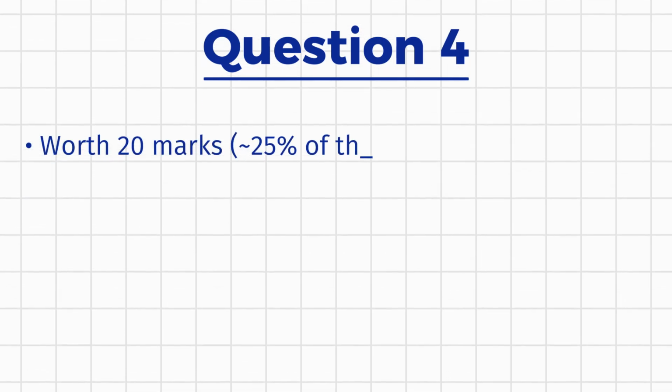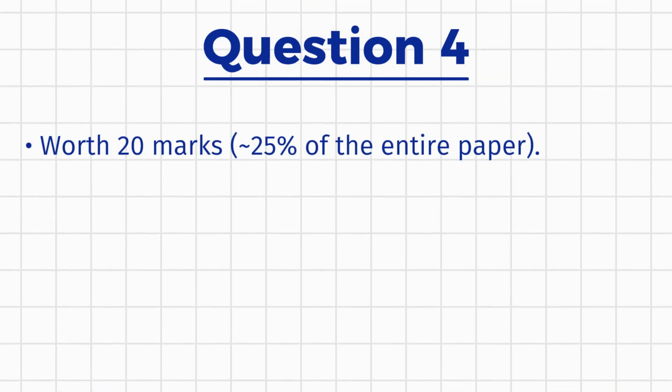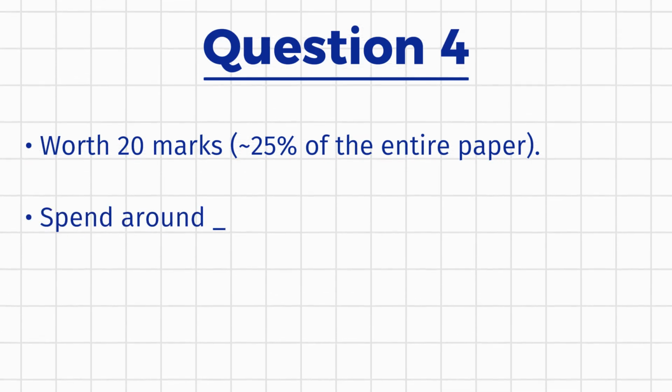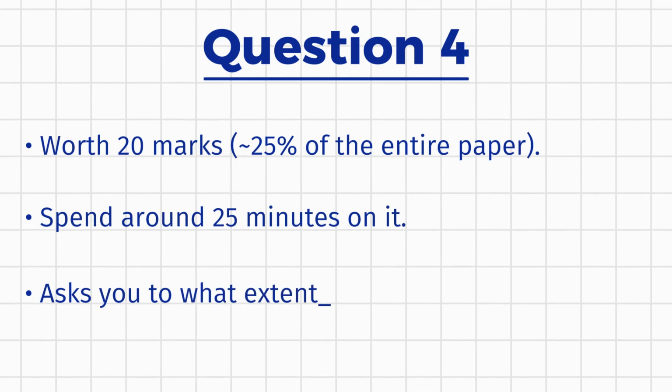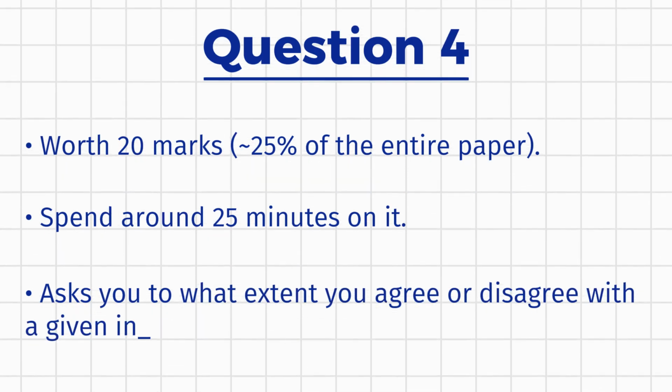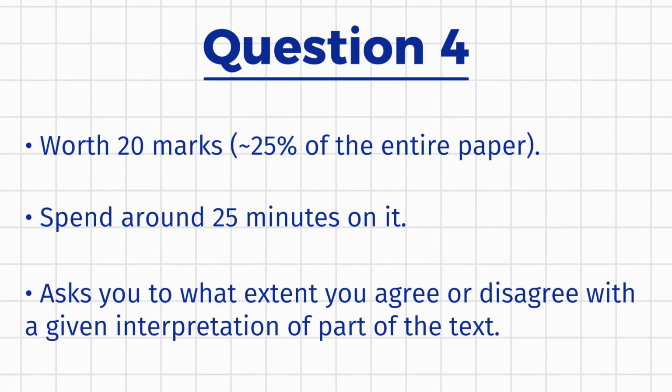Right, let's dive into question 4 and break it down by the dinosaur style. So first things first, what do we actually need to do for question 4? Well, this question is worth 20 marks, which is about 25% of the entire paper, meaning you'll spend around 25 minutes on it. Now, the question asks you to what extent you agree or disagree with a given interpretation of part of the text. Here's an example question.